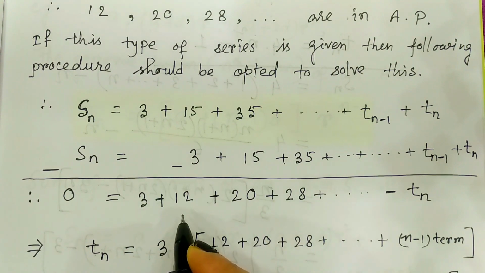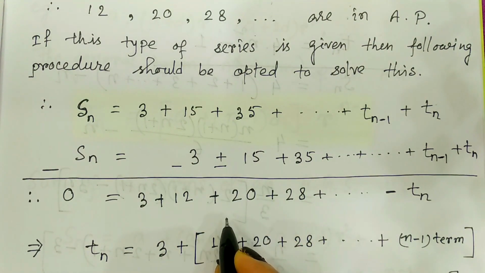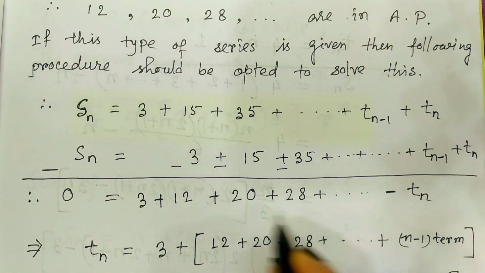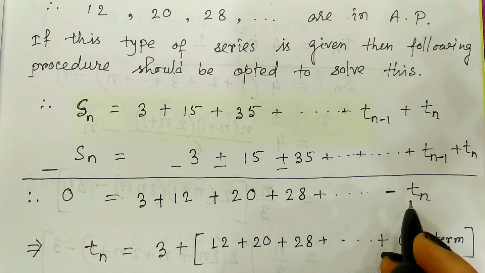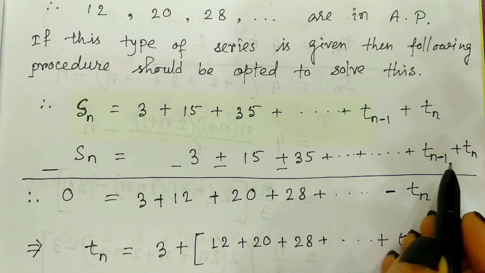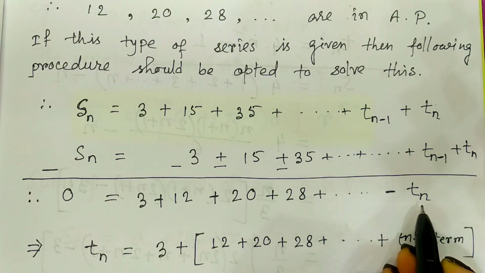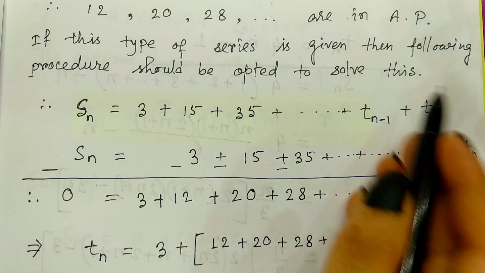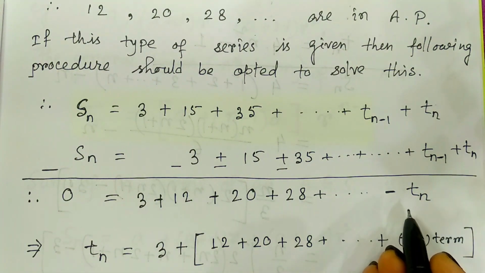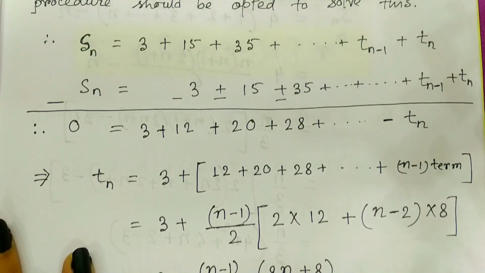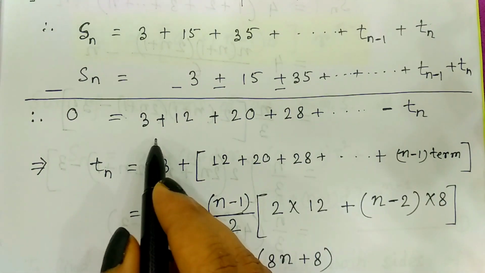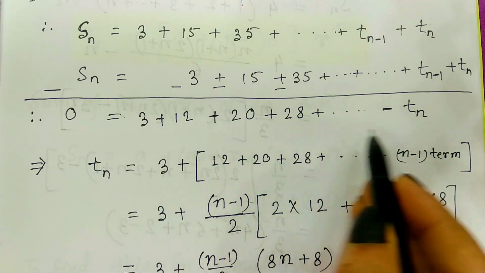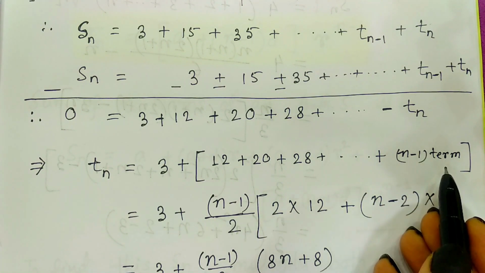And what we will find from here, this is the subtraction, so it is 3. Here subtraction means it is 12. If we subtract this one, then it is 20. If we subtract, then accordingly we will find all. So finally we will have all these terms, and in the last, finally, minus Tn will be remaining, because above Tn there is nothing. So what happened? From here we can directly find Tn. So if we take Tn to this side, then Tn is equal to 3 plus 12 plus 20 plus 28, up to this n minus 1th term.